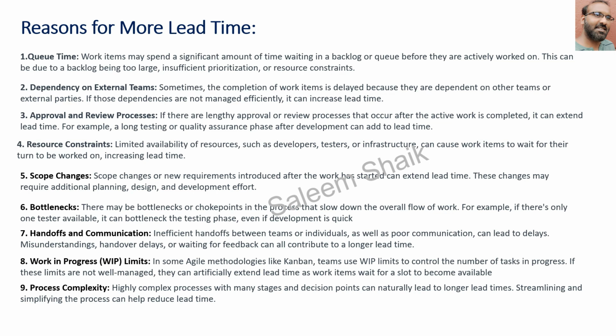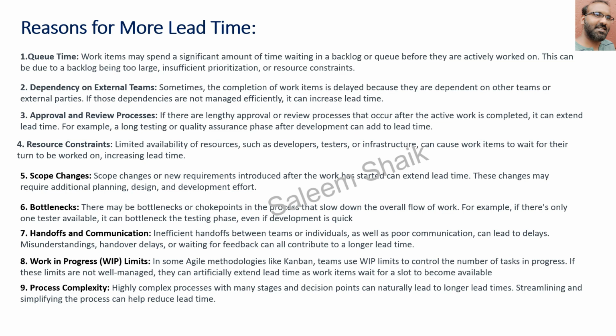Work in progress. If you are aware of this Jira process, in Jira in the Kanban board or in the Scrum board, the work in progress limit will be there. If you're not able to manage the work in progress limit, a work item never comes to work in progress until the existing work in progress items have been completed. In agile methodologies like Kanban, teams use work in progress limits to control the number of tasks in progress. If these limits are not well managed, they can artificially extend the lead time as work items wait for a slot to become available.